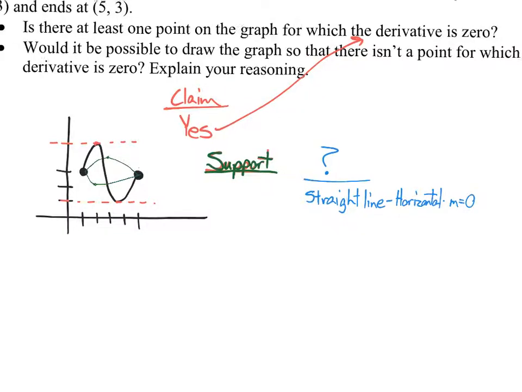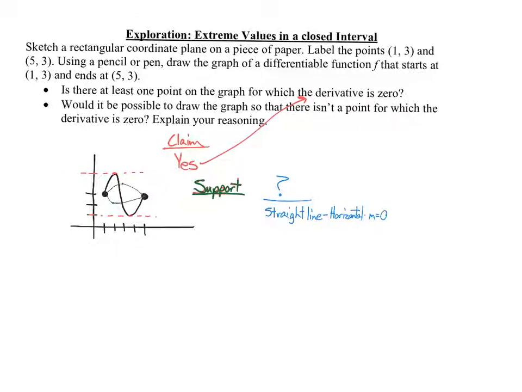Can the graph not be continuous? Okay, there's a question, Terry. What if it were not continuous? In other words, we had this requirement that it had to be differentiable. So what if it wasn't a continuous function? Let me draw it again, like down here. Here's 1, 3, and 5, 3. So let's say it's not continuous.